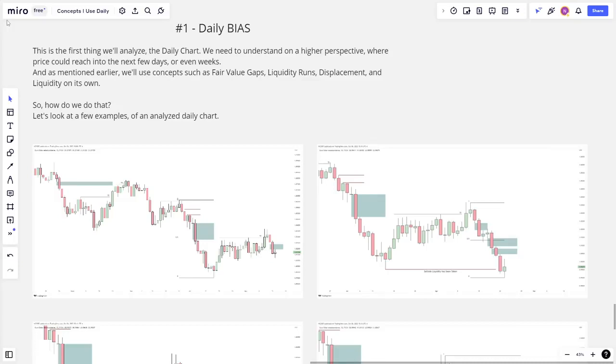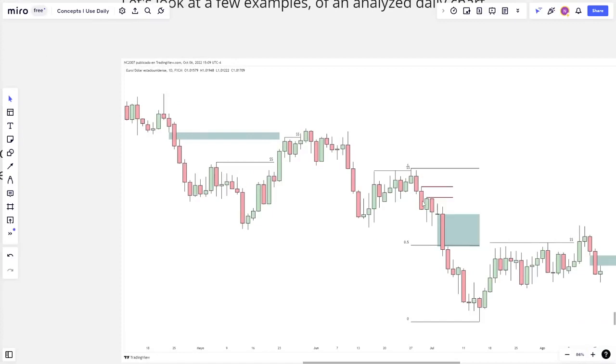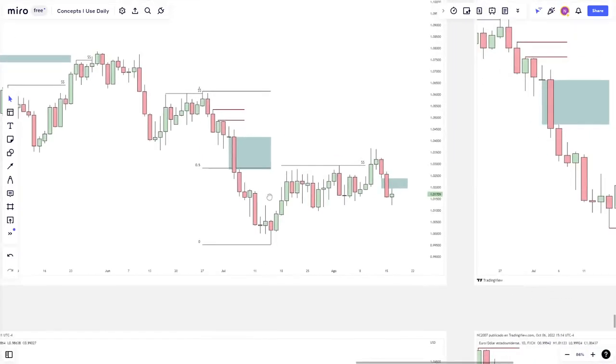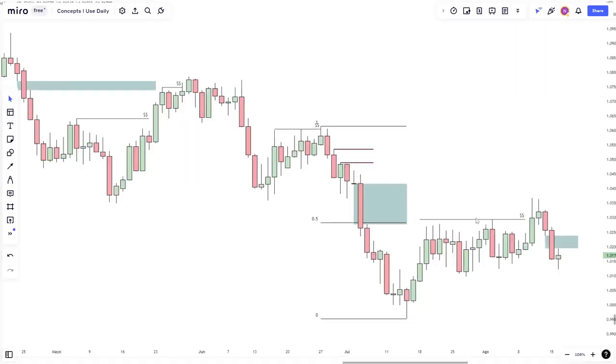So now how do we do that? We'll look into multiple examples, 7 if I'm correct, well, 8 apparently. And the first one is this chart, right? We'll look specifically at this, but let's look back and see what we have before.